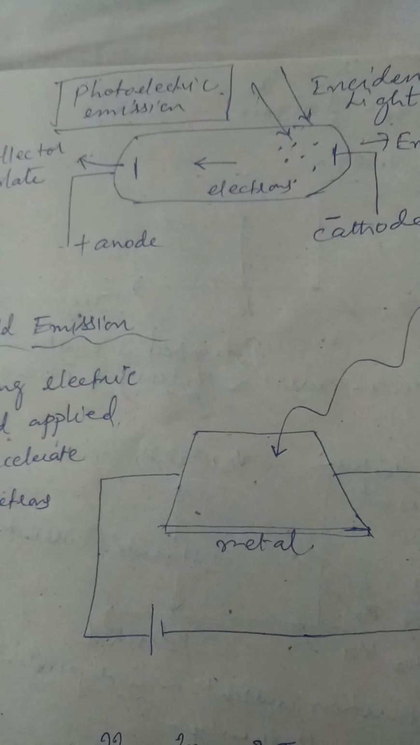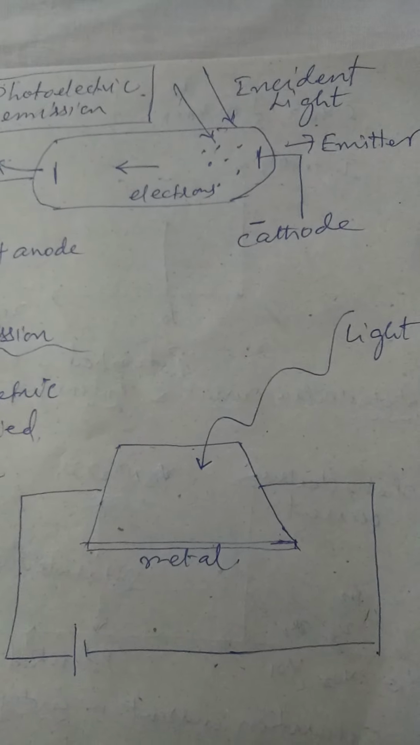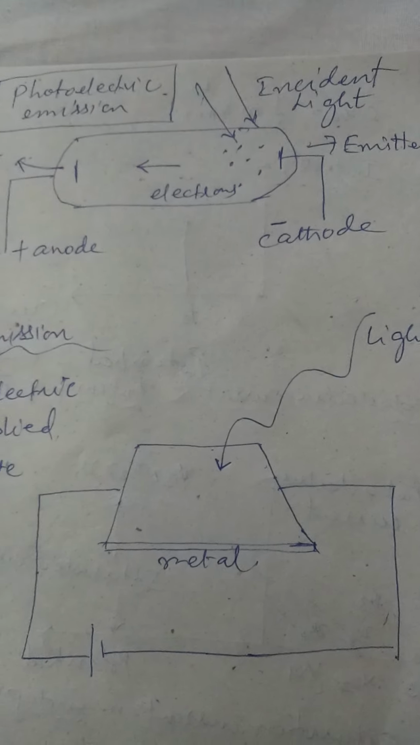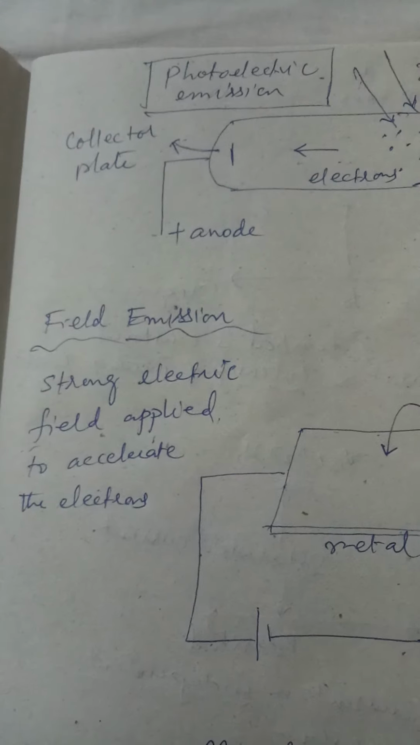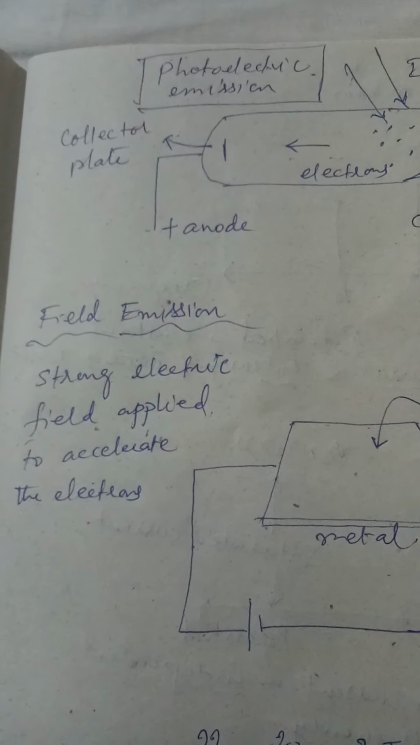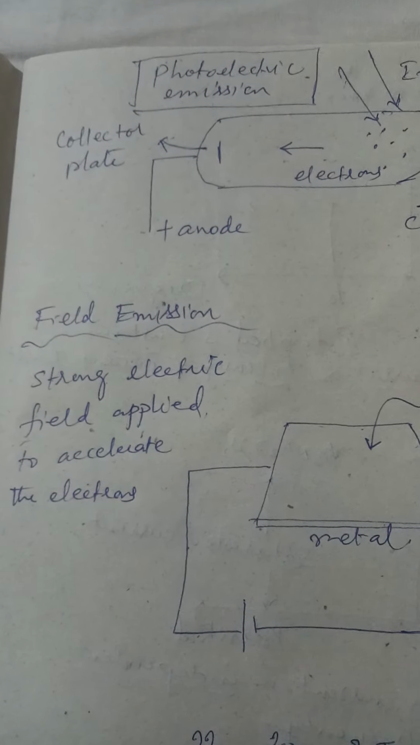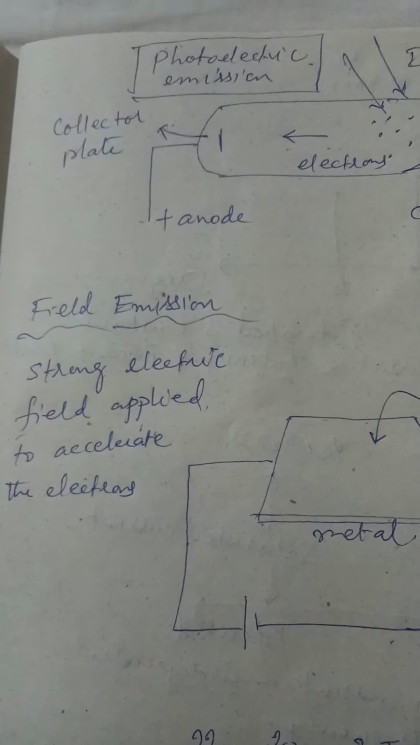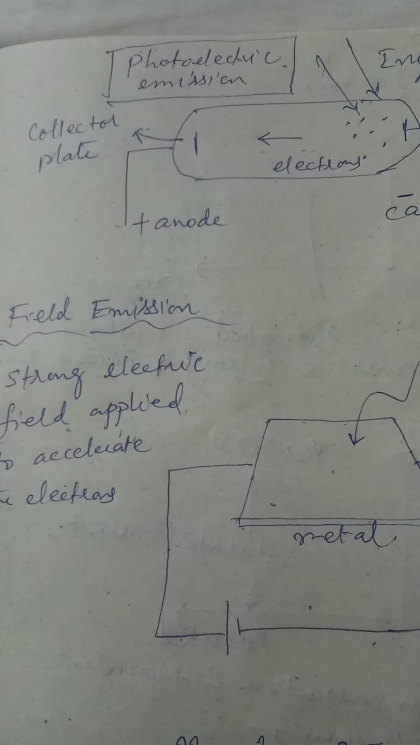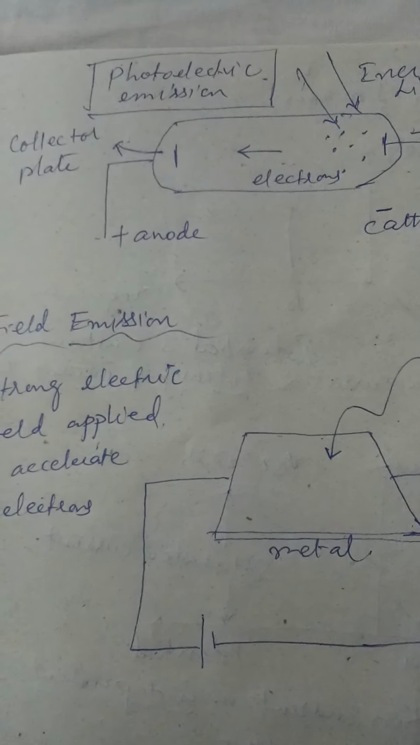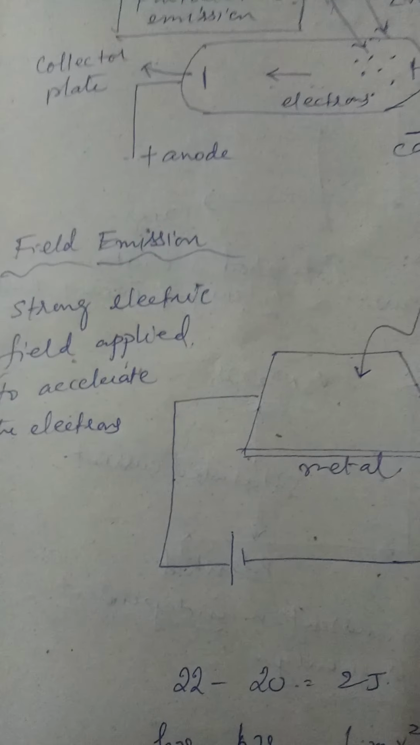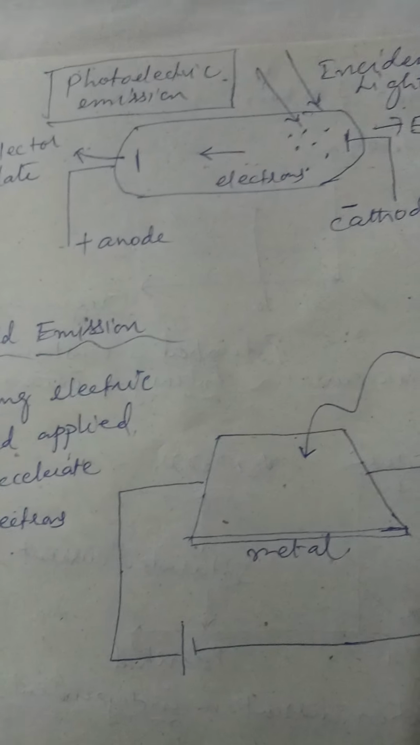In another terminology, this negative plate is also called the emitter plate because it is emitting electrons, and the positive terminal is called the collector plate. Now this collector plate terminal can be kept positive or negative. I will explain why it can be kept positive or negative in the coming discussion. Here we are seeing only the type of emission.